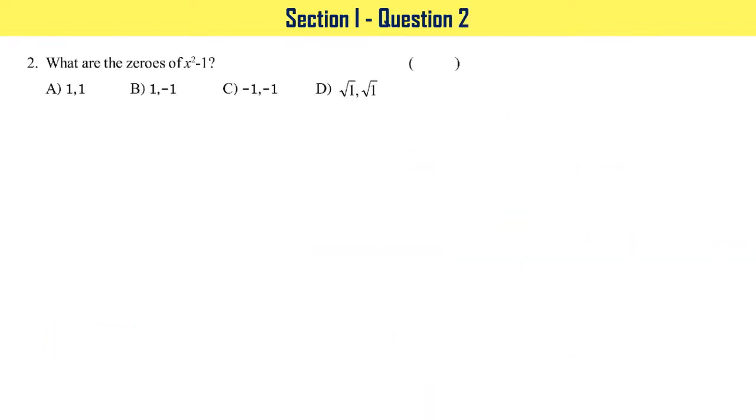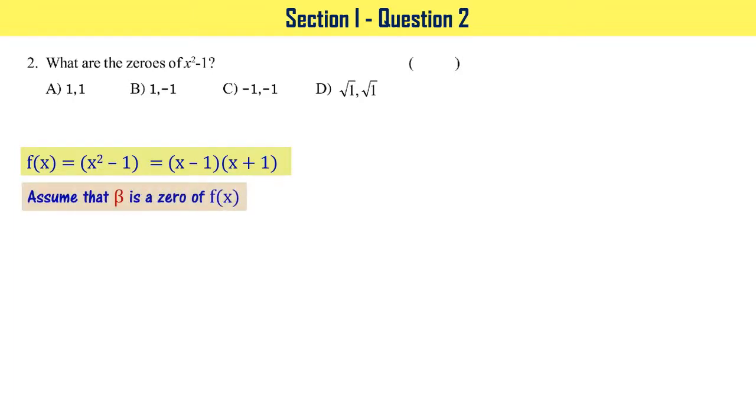What are the zeros of x square minus 1? Let me call this polynomial as f of x, that is equal to x square minus 1. That can be written as x minus 1 times x plus 1, right? Use a square minus b square formula. Now, let's assume that beta is the 0 of f of x. It means f of beta is going to be equal to 0, right? F of beta equal to beta minus 1 times beta plus 1 equal to 0.